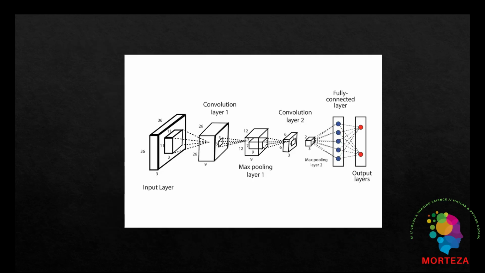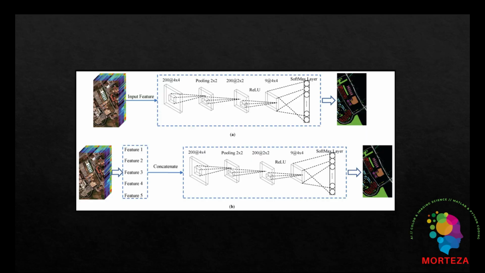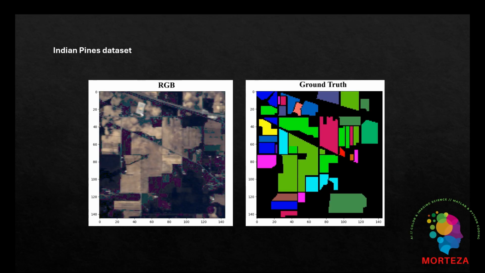The architecture of a typical deep 2D CNN for hyperspectral image classification includes multiple layers designed to extract and learn features from the input data. The layers include input layer, convolutional layers, activation functions, pooling layers, dropout layers, fully connected layers, and output layer. This architecture enables the model to learn both spectral and spatial features from hyperspectral data, leading to accurate classification and analysis. The data that we're going to use is the Indian Pines dataset. Let's go to Python and show you the code.